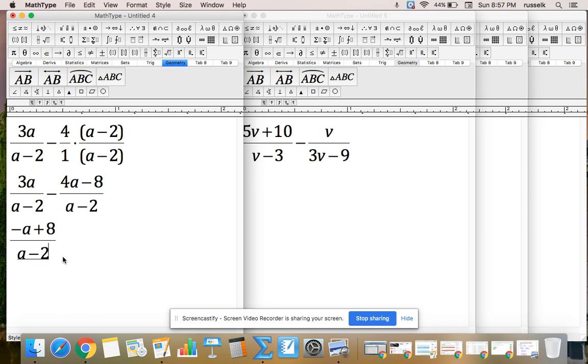We want to see if we can simplify. There's nothing here that can cancel. Can't cancel the a's because of the pluses and minuses after them. Can't cancel the 8 and 2 for the same reason. Remember, you have to have the same factor on the top and bottom to cancel.